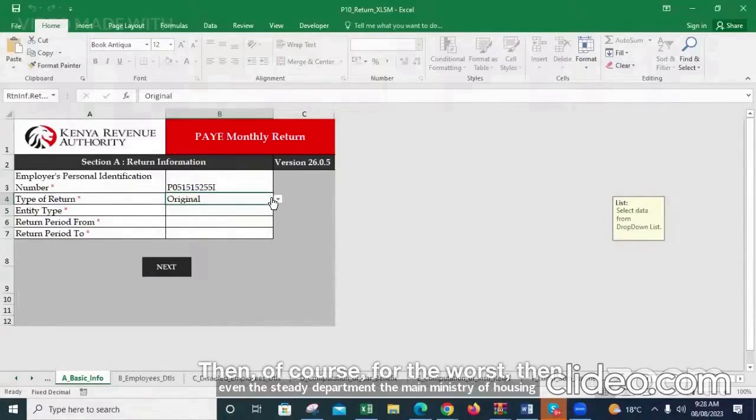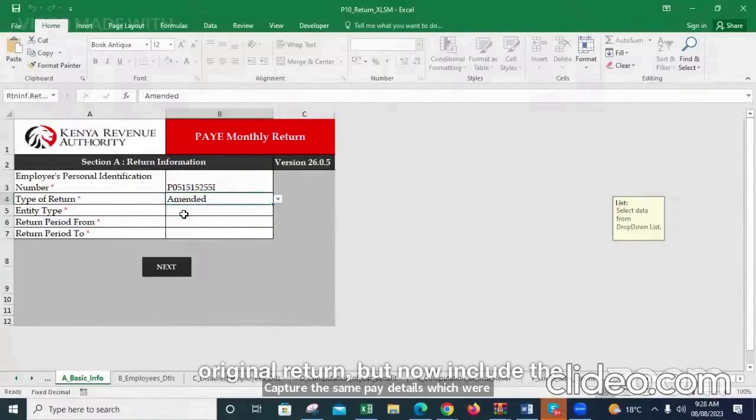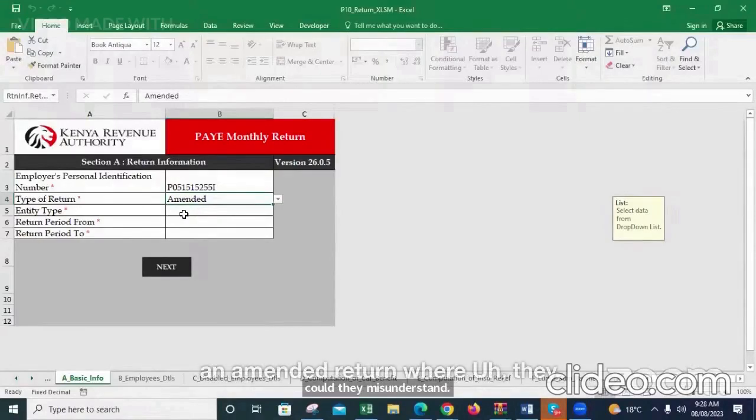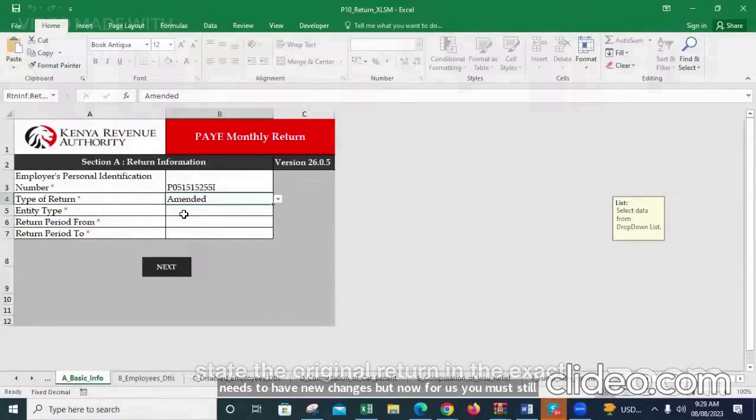For those who need to amend, you probably have to file an amended return and still capture the same pay details which were there in the original return, but now include the aspect of housing. I've seen some taxpayers confuse the aspect of filing an amended return, thinking an amended return only needs to have new changes. But for us, you must still reinstate the original return in the exact way it is.